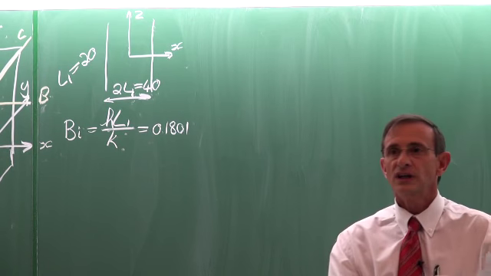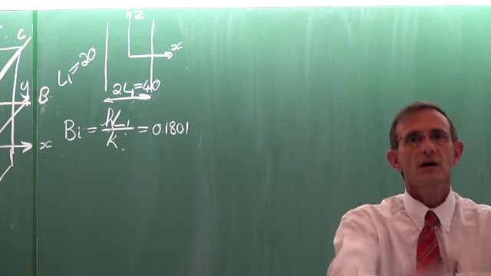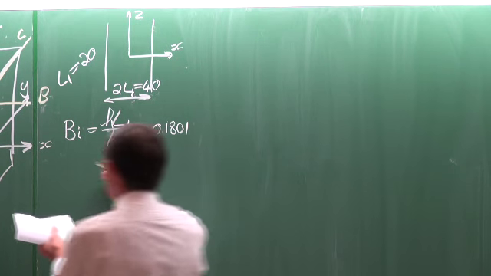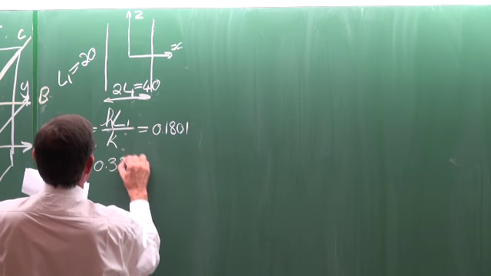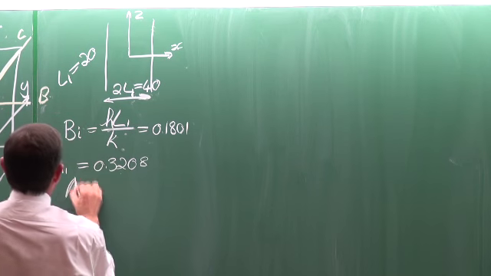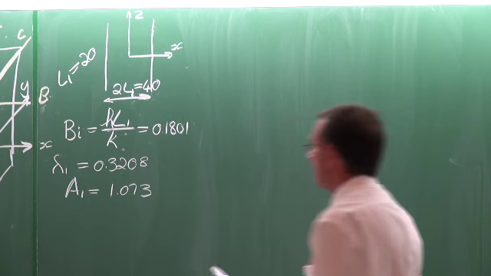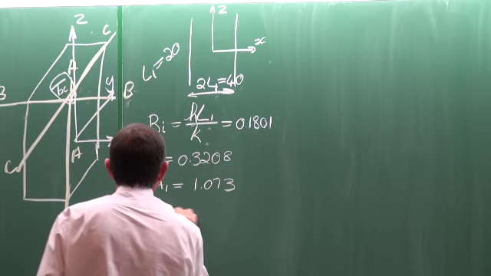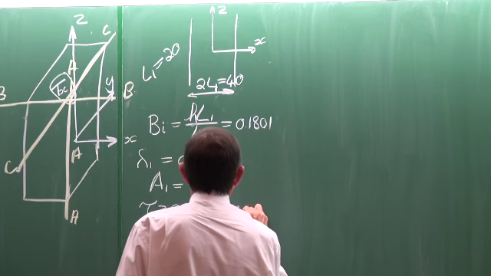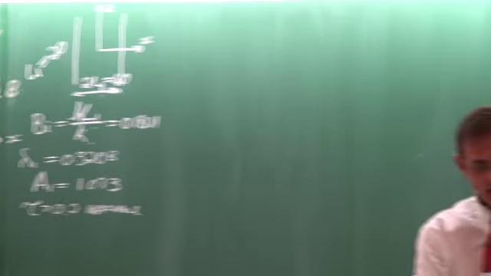If you have the Biot number, you can get the roots from the equation of the plane wall, or you can get it from table 4.5. I'm not going to waste time with that. I'm just going to give you the answer. Lambda is equal to 0.3208, and A1 is equal to 1.073. Again, I'm going to assume that tau is larger than 0.2, so that I only have to do the first solution of the non-dimensionalized temperature equation.